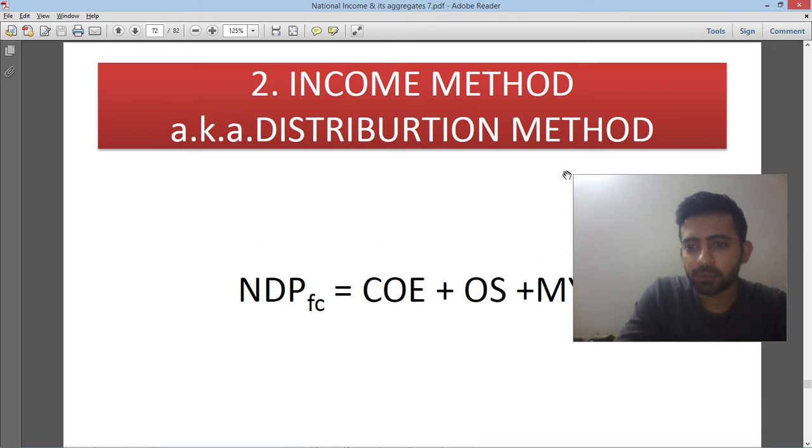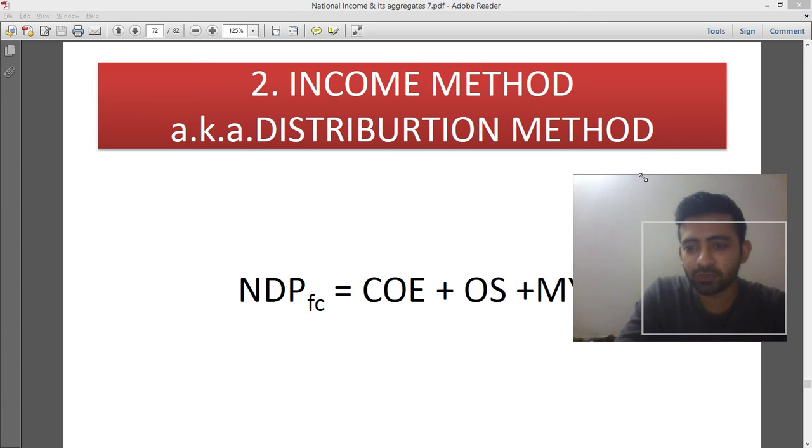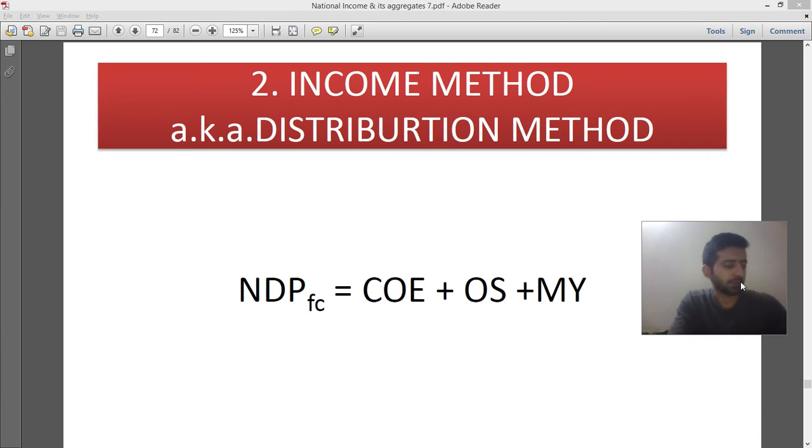Let me just put myself on the side, enough of the music. Okay, we are starting with the second method of calculating national income. The second method name is income method. Income method, also known as distribution method.